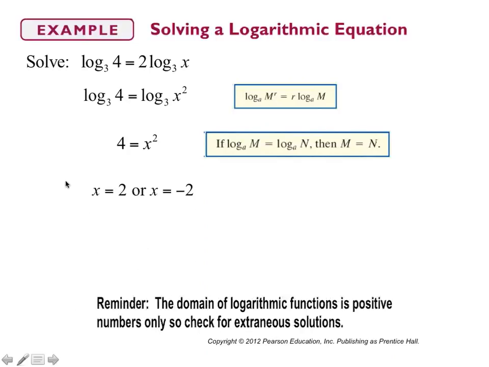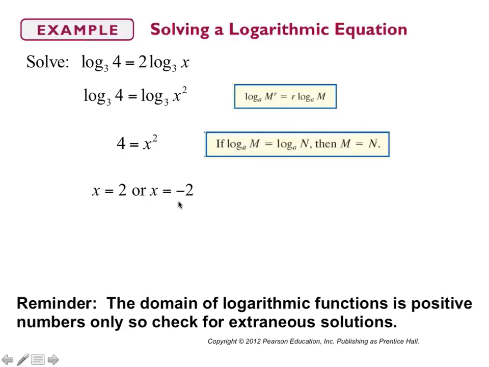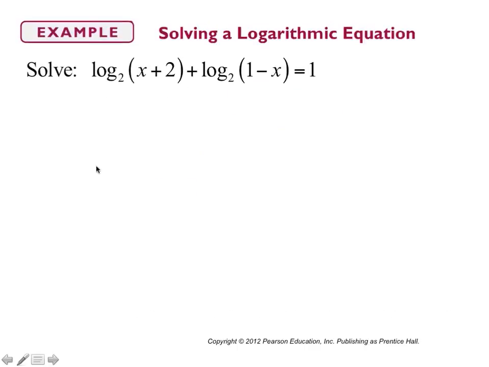And then we would take square root of both sides, and we'd get x equals 2 or x equals negative 2. Now, one important reminder is that the domain of logarithmic functions is going to be positive numbers only, so we always need to check for extraneous solutions. So if we take negative 2 and we plug it in here, if you try doing log of negative 2 in your calculator, it's going to come up with the domain error. So this one is extraneous, so x equals 2 is the only valid solution here.